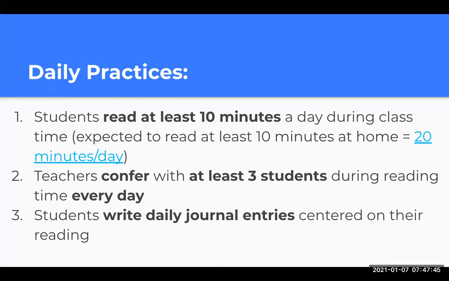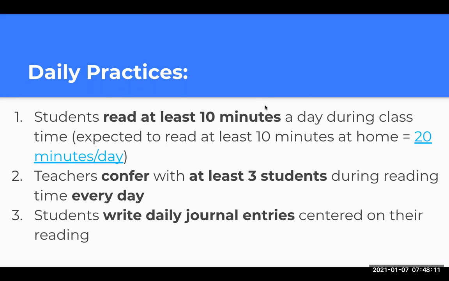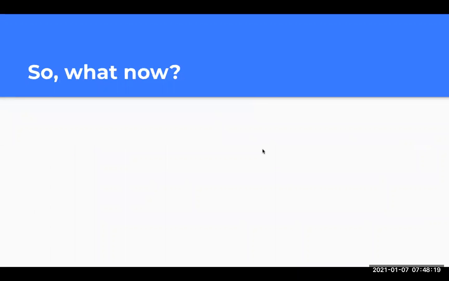And thinking back to where we've built up to this point, we have identified 3 daily practices in our classrooms for the teacher who's really embracing the values of creating passionate readers. Students are reading at least 10 minutes a day during class, and they're expected to read at least 10 minutes at home for a minimum of 20 minutes total a day. During that reading time, teachers are conferring with at least 3 students every single day, and students are writing daily journal entries centered on their independent reading choice to help them dive deeper into their reading.